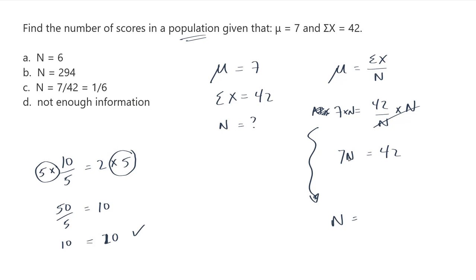Well, I don't want 7 times n. I just want n equal to something. So I'm going to do the opposite. I'm going to divide both sides by 7. So these will cancel, and 42 divided by 7 gives me 6. So my answer is that n equals 6.